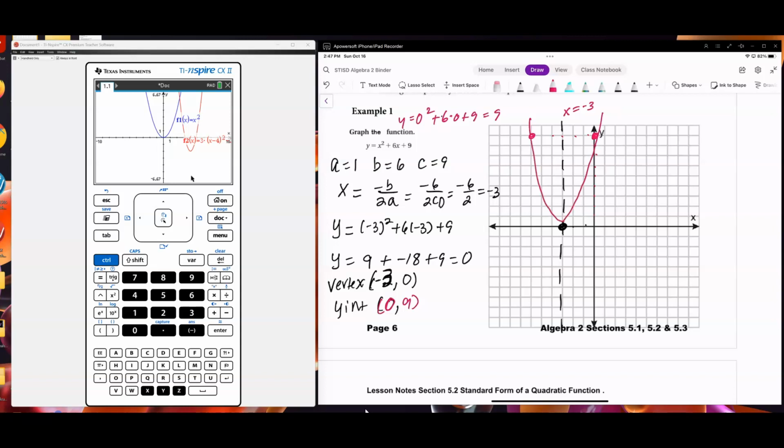And there's my graph. Now I didn't do a good job of it. Let me fix it. There's my graph. On the left side, I went ahead and showed you the answer. So there is the answer.